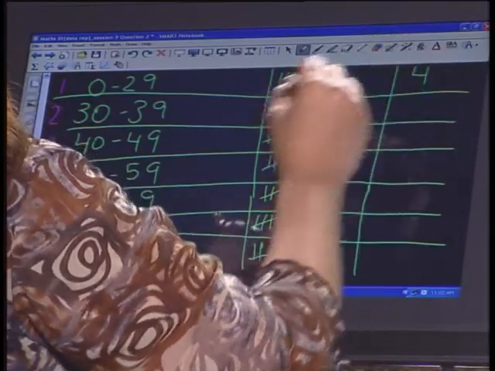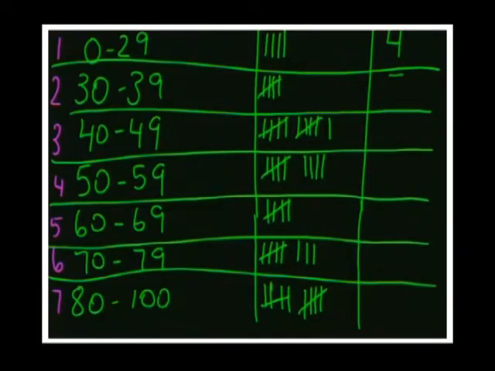So the frequency is just converting these tallies into numbers. So for 0 to 29, we've got 4, 30 to 39, we've got 5, 40 to 49, we've got 11, 50 to 59, we've got 9, 60 to 69, we've got 5, 70 to 79, we've got 8, and 80 to 100, we've got 10.